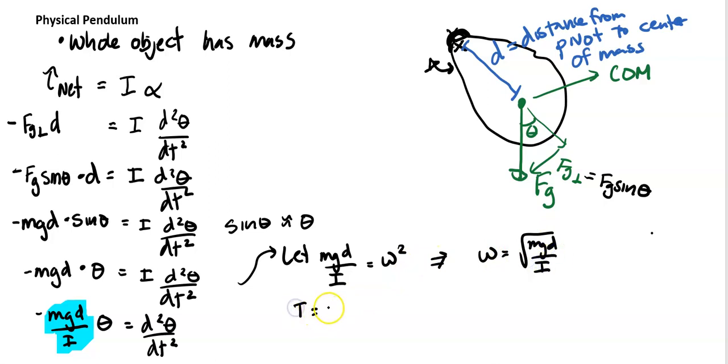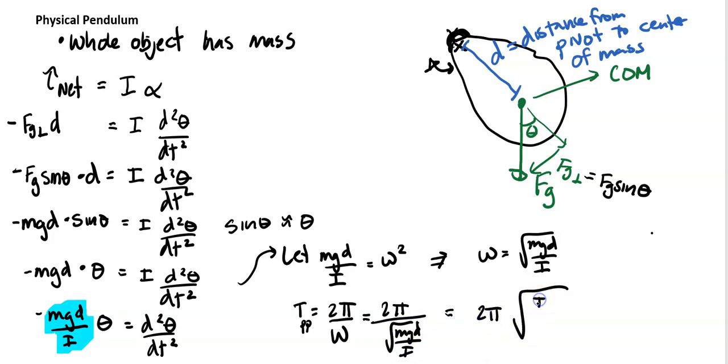So again, if we do the final derivation of the period, for a physical pendulum, it is 2 pi over omega, and omega is the square root of mgd over I. So that is going to be 2 pi square root of I over mgd. And that is the period of the physical pendulum.